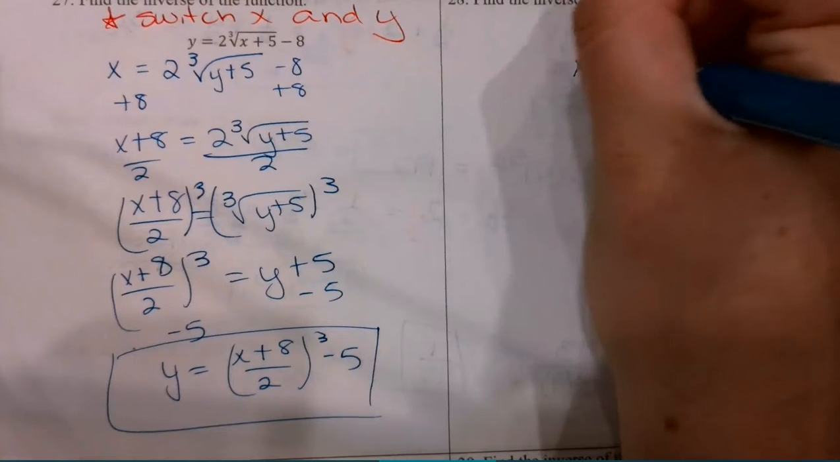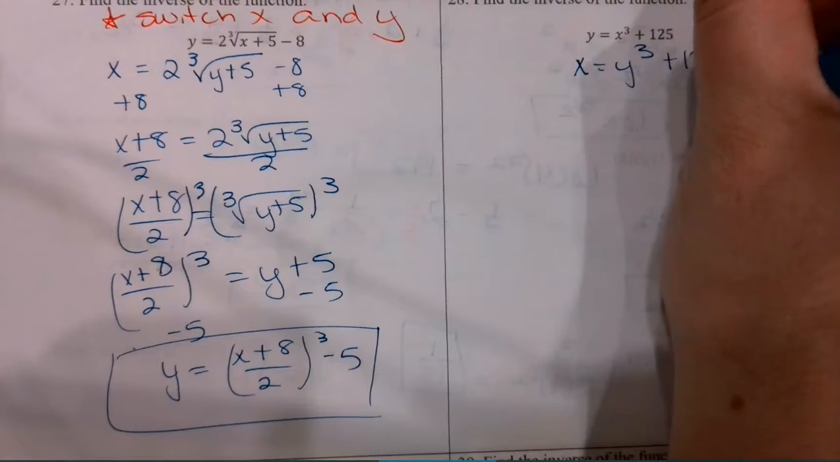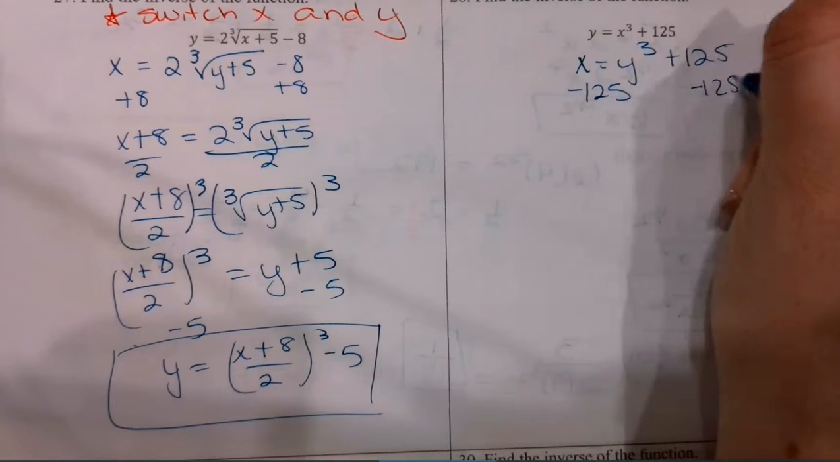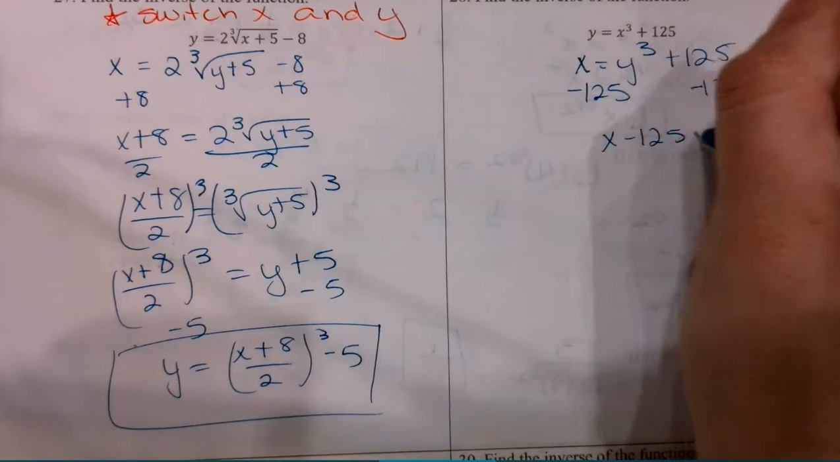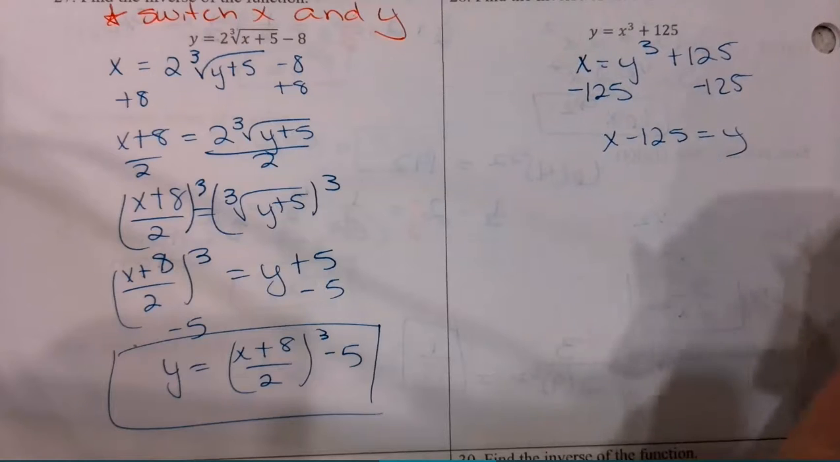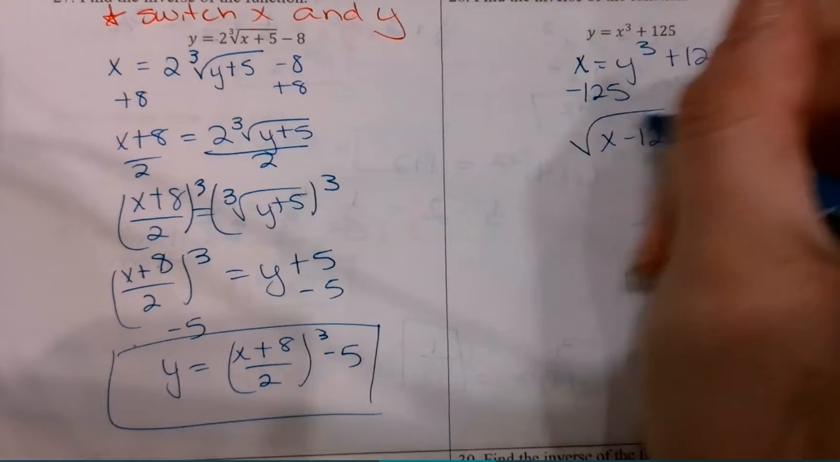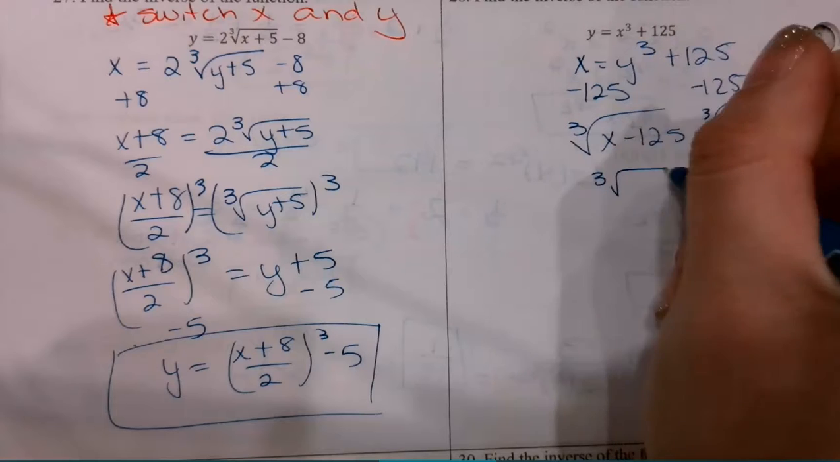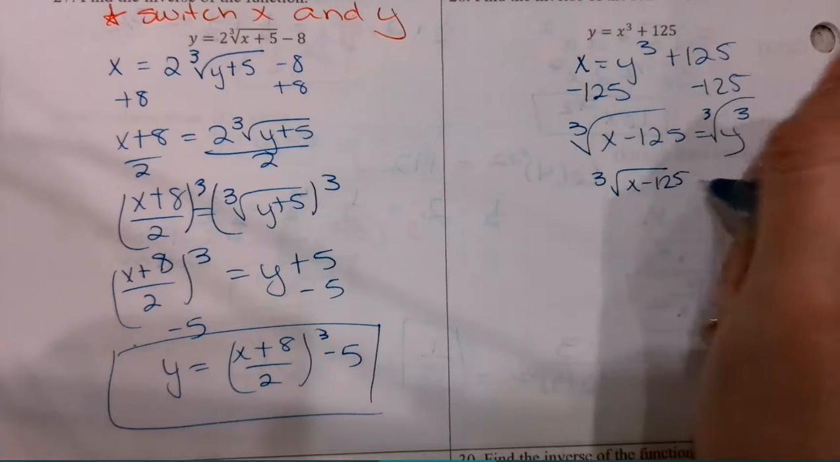So I'm going to have x equals y cubed plus 125. I start off by subtracting 125 on both sides. X minus 125 equals y cubed. Then I take the cube root. I get the cube root of x minus 125 equals y.